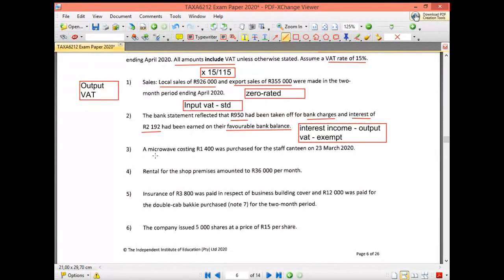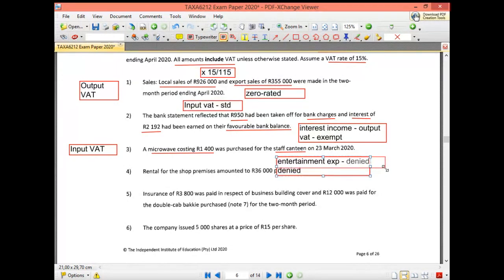Then your microwave costing 1,400 was purchased for the staff canteen. Now remember, as soon as we see a purchase, it would be under input VAT, but the fact that it's for the staff canteen makes it an entertainment expense, which is denied for VAT purposes.